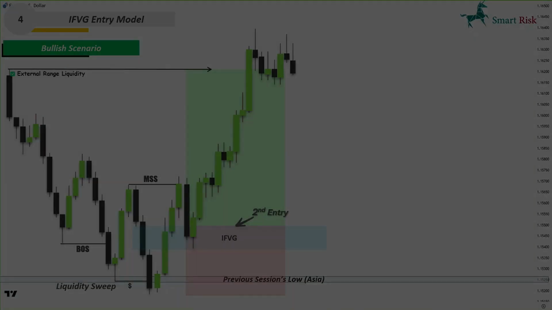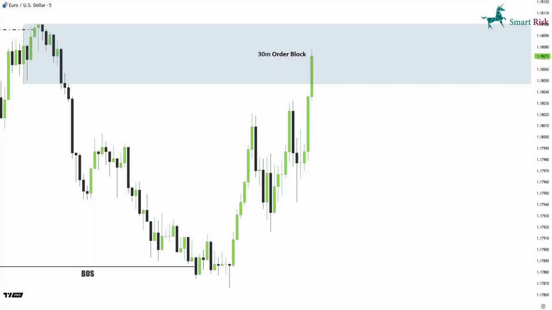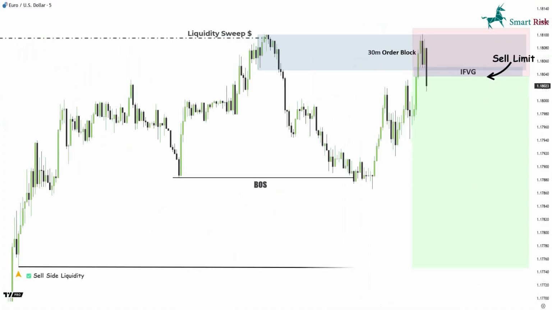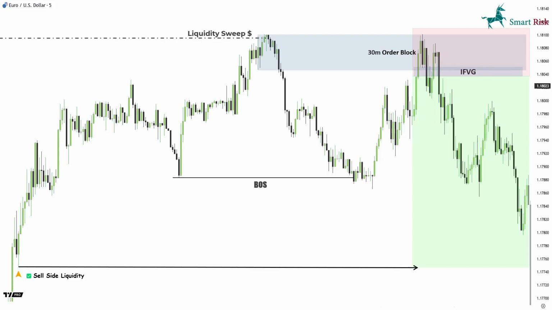The exact opposite applies in a bearish scenario. You look for a bullish fair value gap that gets disrespected and violated, flipping into a bearish inversion fair value gap. Then you can either enter right after the IFVG forms or place a sell limit order at the lowest point of the IFVG and wait for the price to retrace into it. That's how you use the IFVG model for short entries.